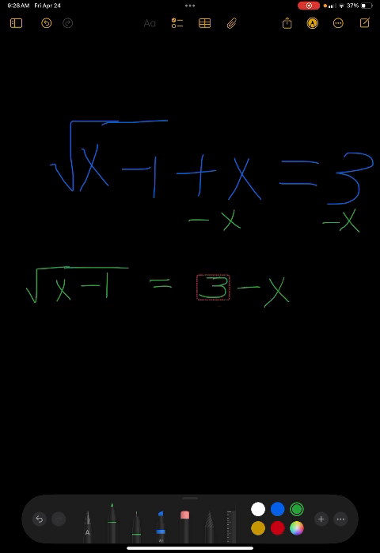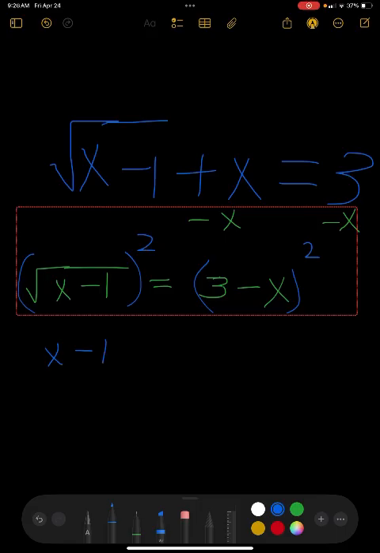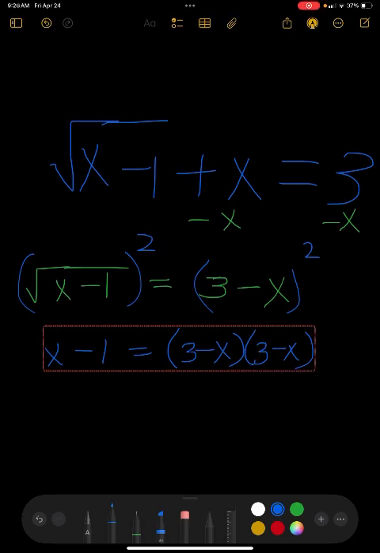All right. And now what we're going to do is try to get rid of that radical. So we square both sides. This is going to be kind of long and messy. This side turns into x minus 1, and then the other side turns into 3 minus x, squared. And we can use the FOIL method to solve that. So the fronts, that's 9, outsides, negative 3x, insides, negative 3x, and then last, positive x squared.